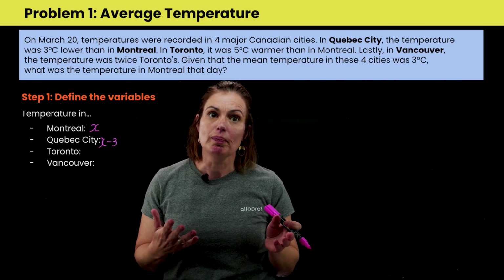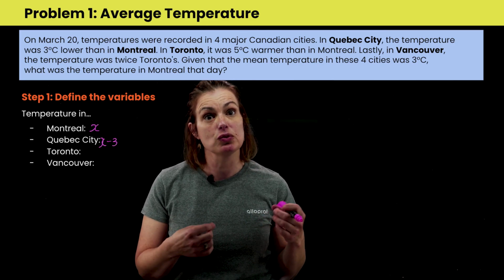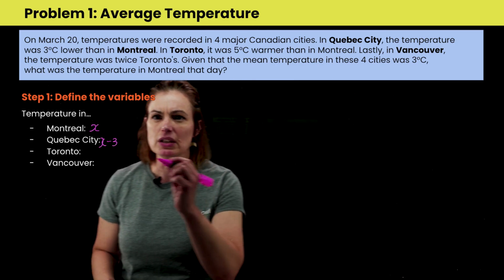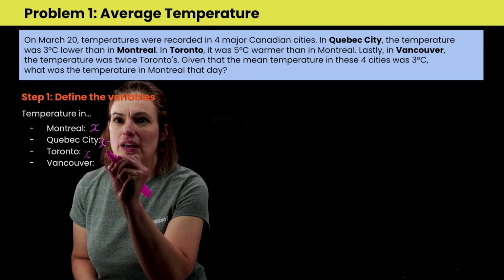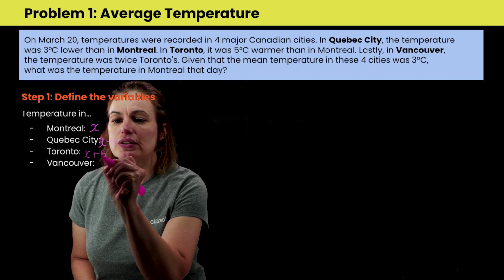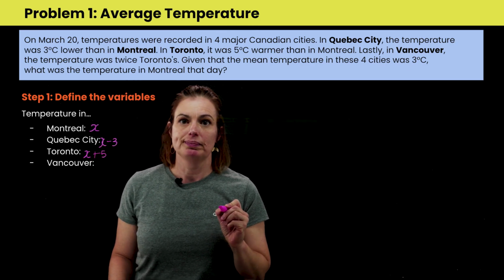All right. Next up is Toronto. And if I read what it says about Toronto, it says that in Toronto, it was 5 degrees warmer than Montreal. So this time, I've got to take Montreal's temperature, which is my X, and I've got to add 5 degrees to that. And that is what's going to represent Toronto's temperature.